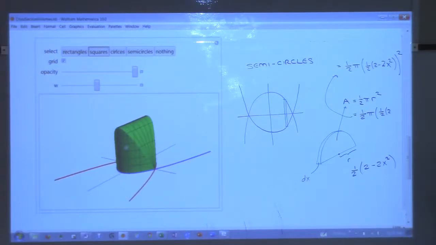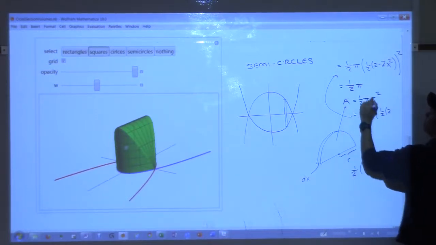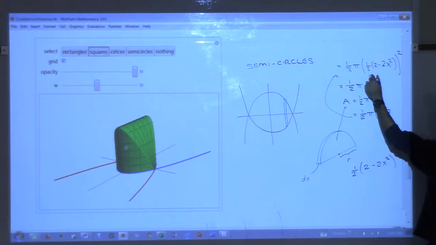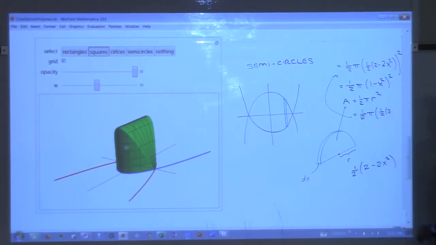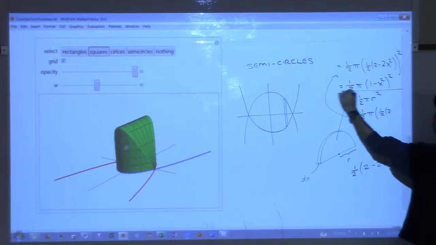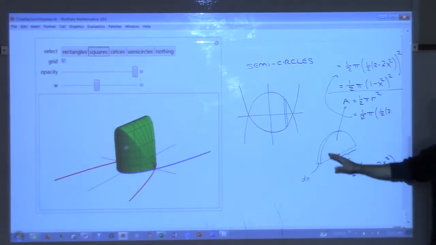Now to make my life easier, out of this right here, I'm going to pull a 2 out and cancel with the half. Right? So if I pull the 2 out and cancel with the half, I get 1/2 pi, and the 2 and the half canceled, so all I'm left with is the (1 minus x squared) squared. Y'all follow that? So now I have a formula for the area of that front face.